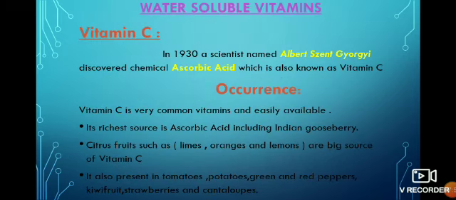Now comes the second classification, water soluble vitamins. Here is vitamin C. Vitamin C was first discovered by a scientist named Albert in the 1930s. He discovered a chemical called ascorbic acid, which is known as vitamin C. Its rich sources are citrus fruits, which are limes, oranges and lemons. These are the big sources. It is also present in tomatoes, potatoes, green and red pepper, kiwi fruits, strawberries, etc.